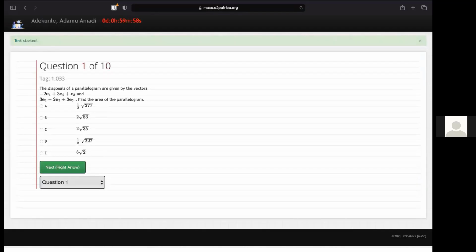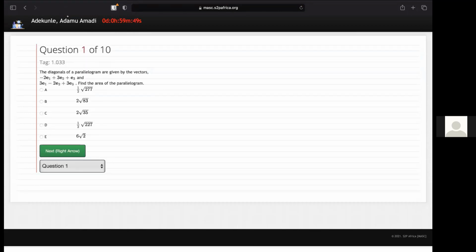Okay, we are in. I'm just going to take a moment to explain the interface we have here. First and foremost, you can see the basic biodata of the student, the surname and the name. To the right, you have a timer that gives you the amount of minutes you have left. It's counting down.